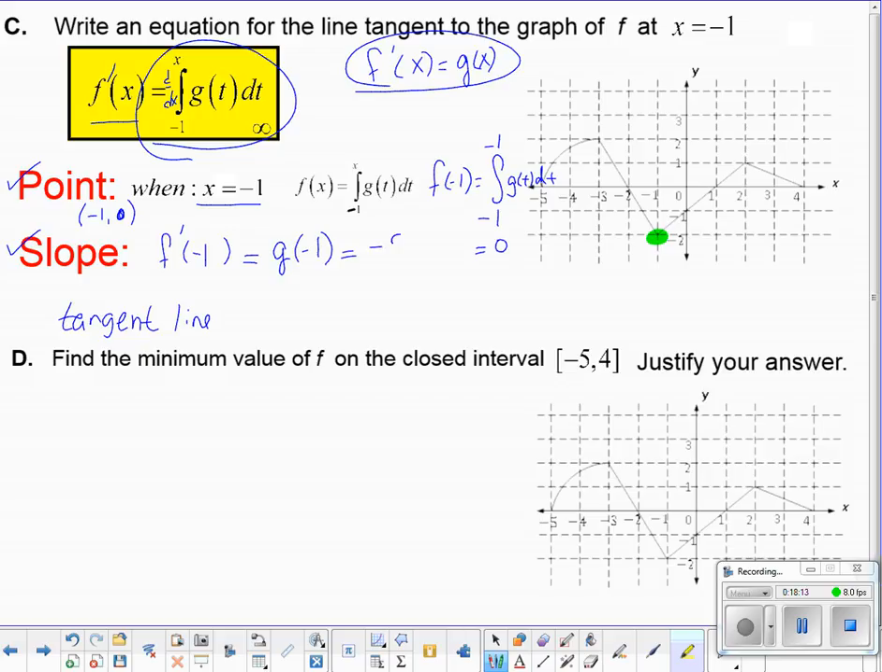The slope is -2. And then I can write my equation of my tangent line. y minus y1 equals the slope -2, x minus -1. Clean it up, and we've got y equals -2x plus 1.